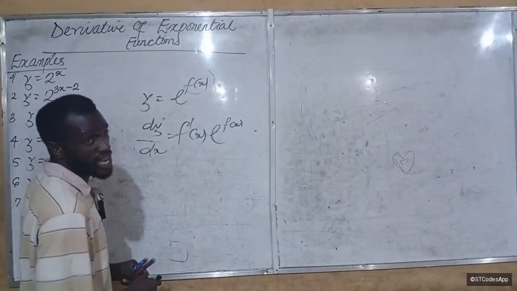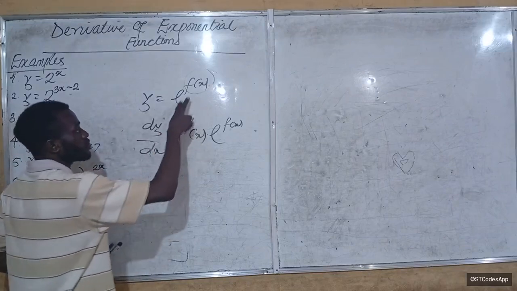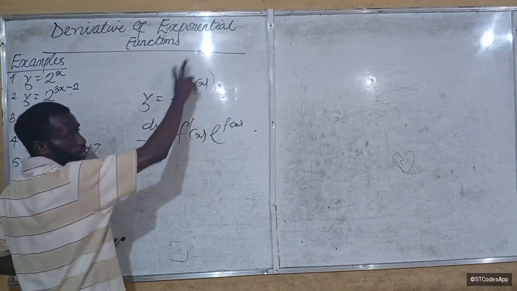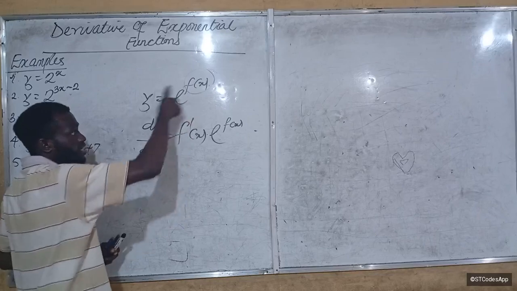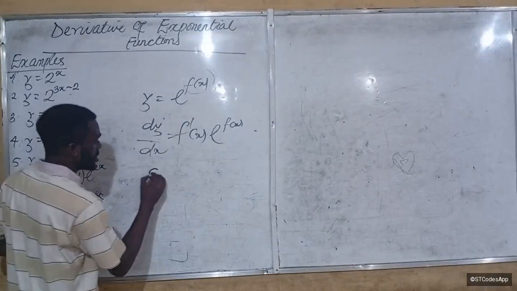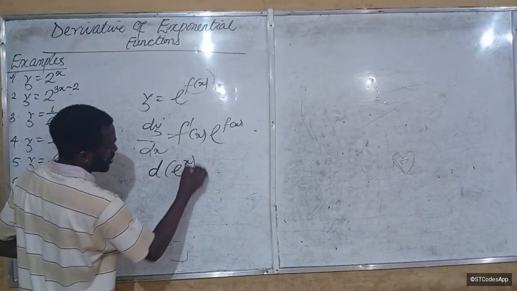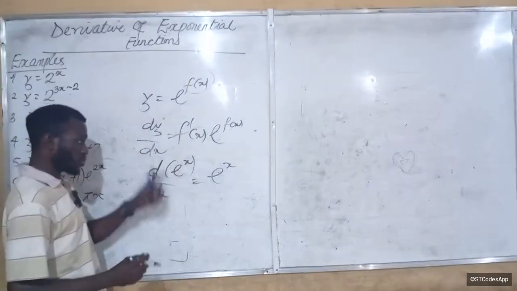So our formula is going to be this without the ln e. Basically, to find the derivative of an exponential function, you take the derivative of the power, then you take the derivative of the exponential. If you take the derivative of the exponential, what you get is the exponential itself, the function itself again.